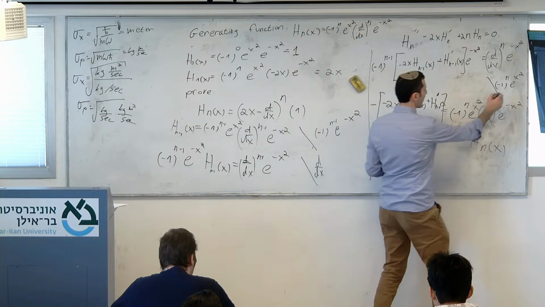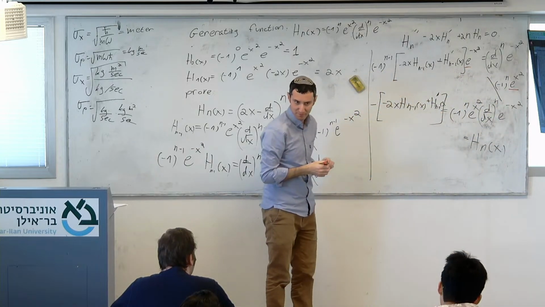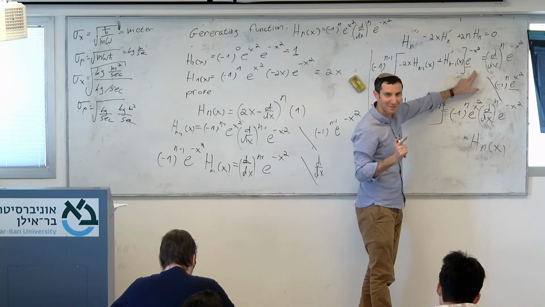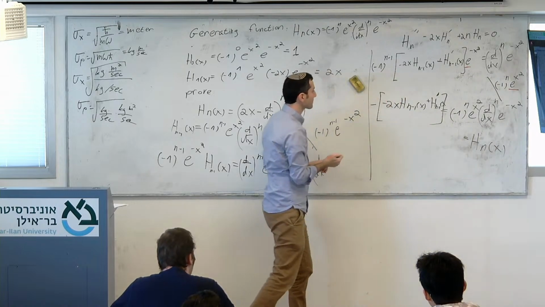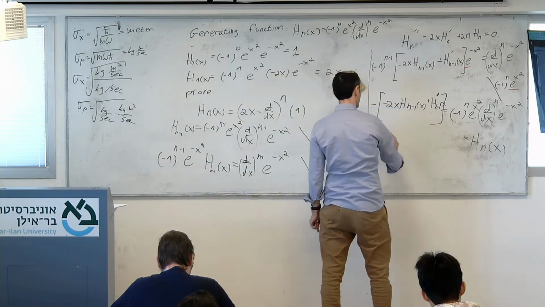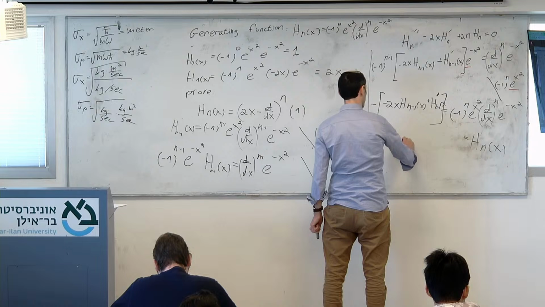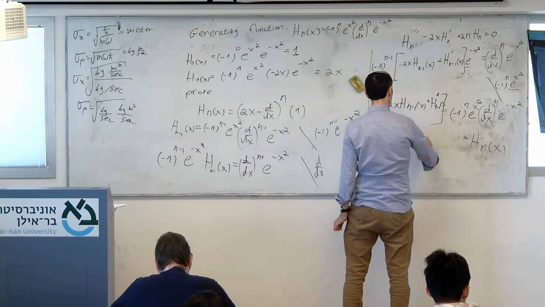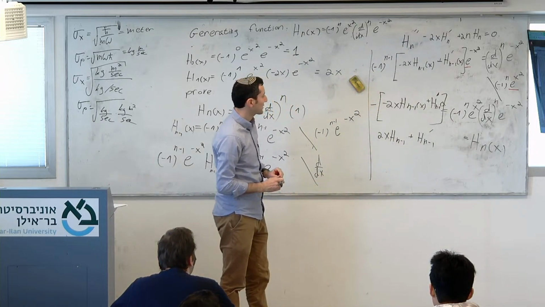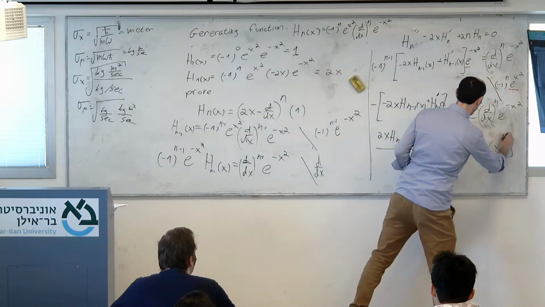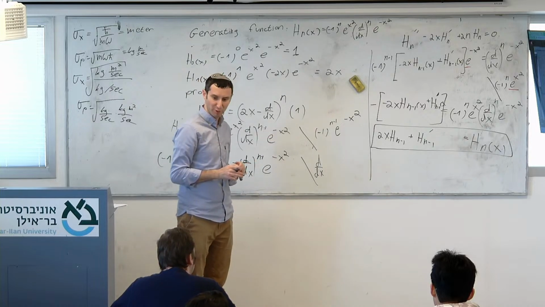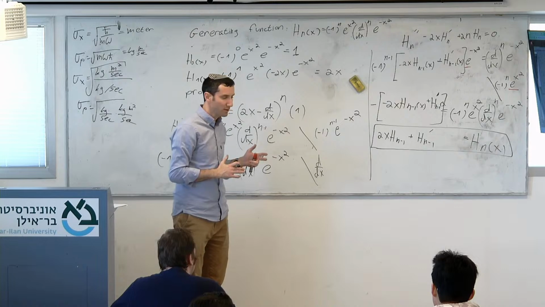Did you understand how this and this cancel each other out? Here there's no derivative of this, it's just a multiplication. Okay. Minus and minus makes a plus. It gets that Hn of x is 2x Hn minus 1 plus Hn minus 1 prime. Ooh, wait a second. I can even put a nice box around this because we're going to use it again. This gives me a general relationship between a Hermite polynomial and the one lower than it.